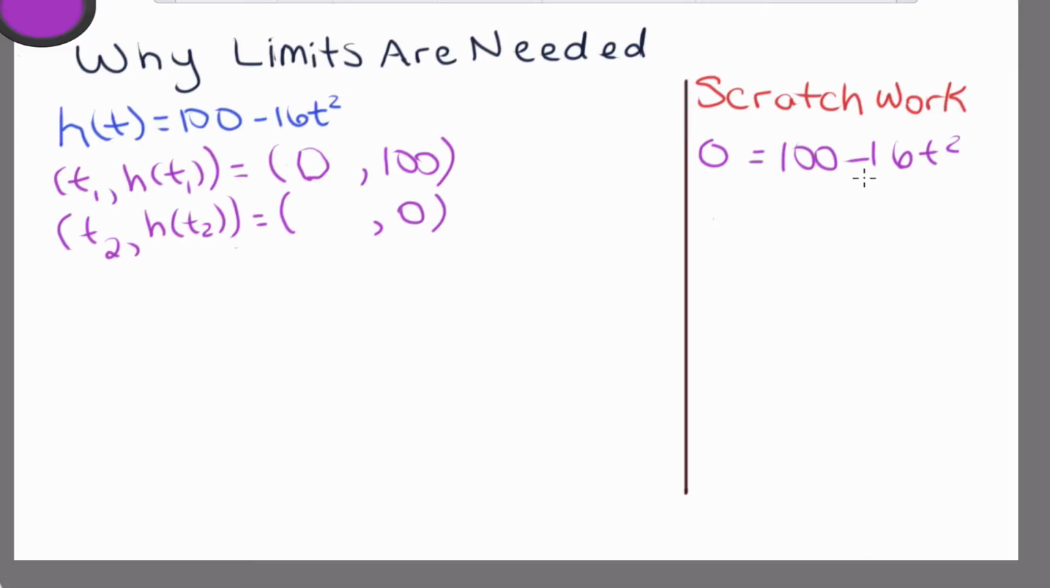So I'll add 16t squared to both sides. Now we have 16t squared equals 100.